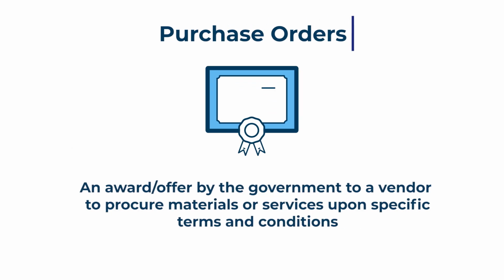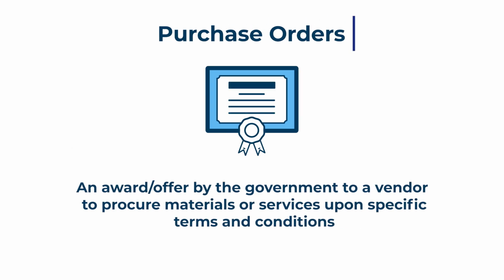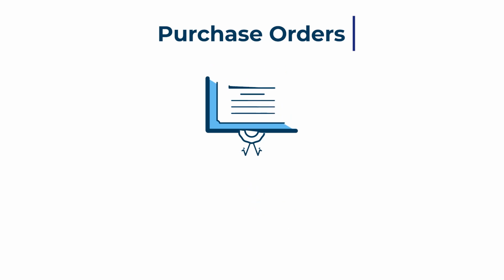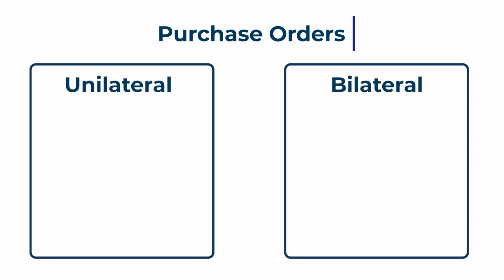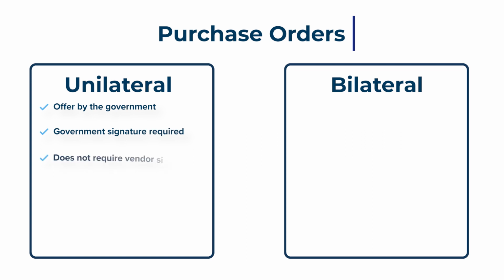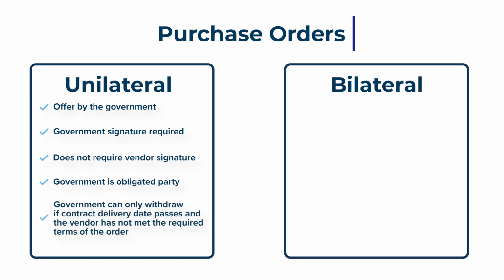Purchase orders. The purchase order is an award/offer by the government to a vendor to procure material or services upon specific terms and conditions. There are two types of purchase orders, unilateral and bilateral. A unilateral purchase order is defined by the following: an offer from the government. A government signature is required. It does not require a vendor signature. The government is the obligated party, and the government can only withdraw if the contract delivery date passes and the vendor has not met the required terms of the order.